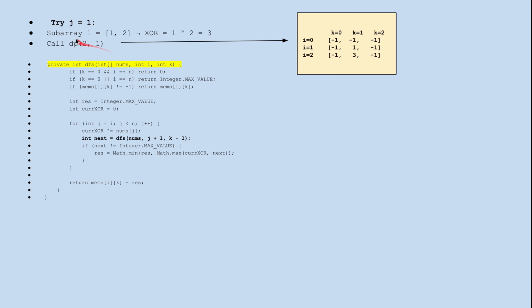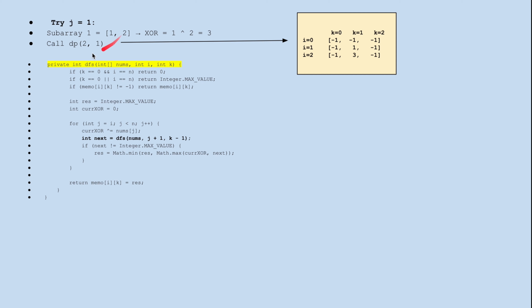Let's call it when we are trying j equal to 1. Let's call it subarray 1, and that is 1 2 this time. When we are trying j equal to 1, we have already tried j equal to 0. Let's now try j at 1. So the subarray at j equal to 1 is 1 2. In this, if we do the OR, we'll get 3 here.